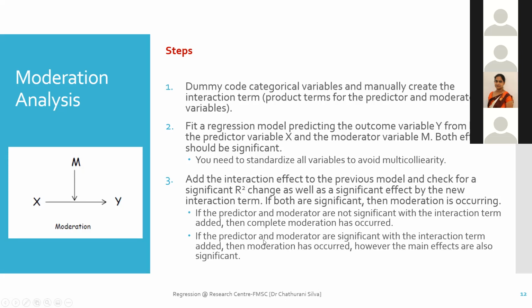If the predictor and moderator are significant with the interaction term added, then moderation has occurred. However, the main effects are also significant. Main effects x and y, x and m variables are significant. At the same time, their interaction term is also significant, which means there is a moderation. We can say there is a moderation.